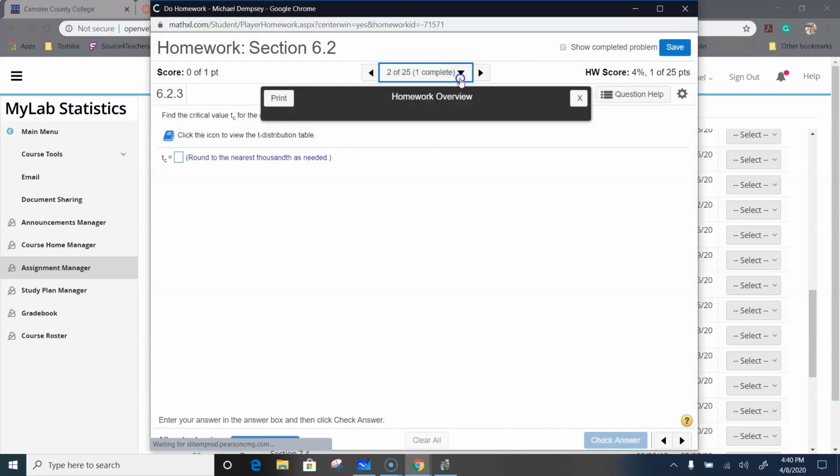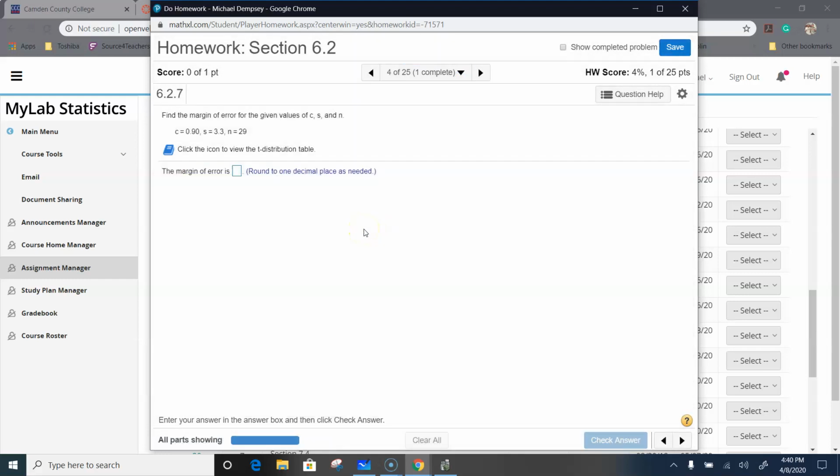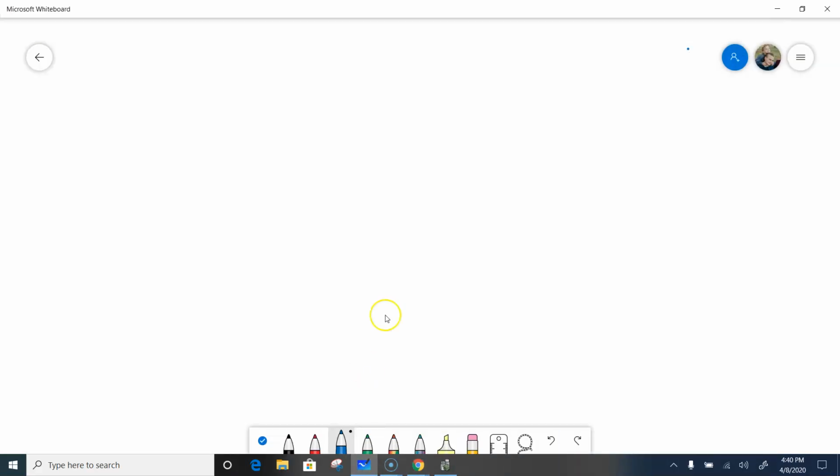All right, let me jump to number 4. Those should be pretty straightforward. Go through. Find the margin of error for the given values of C, S, and N. So if you remember even from our first section, the margin of error previously was Z star, but now we're using the t-distribution, and we have sample standard deviation over square root of n. So that's the value of your margin of error.